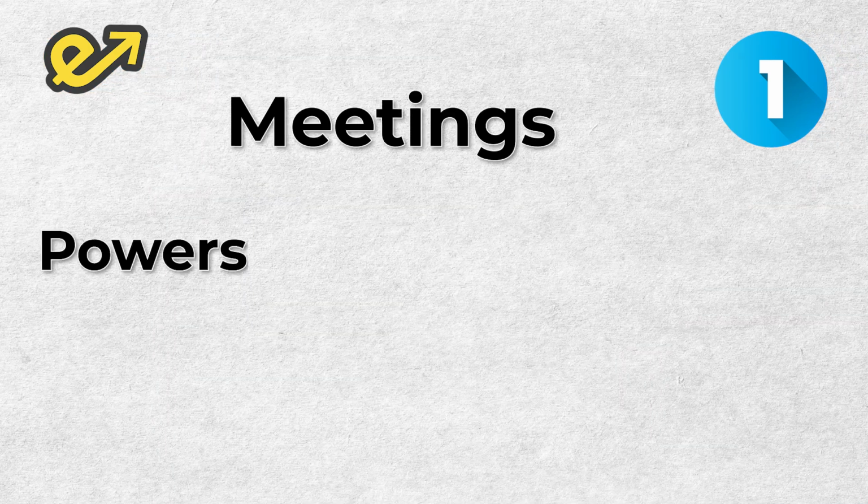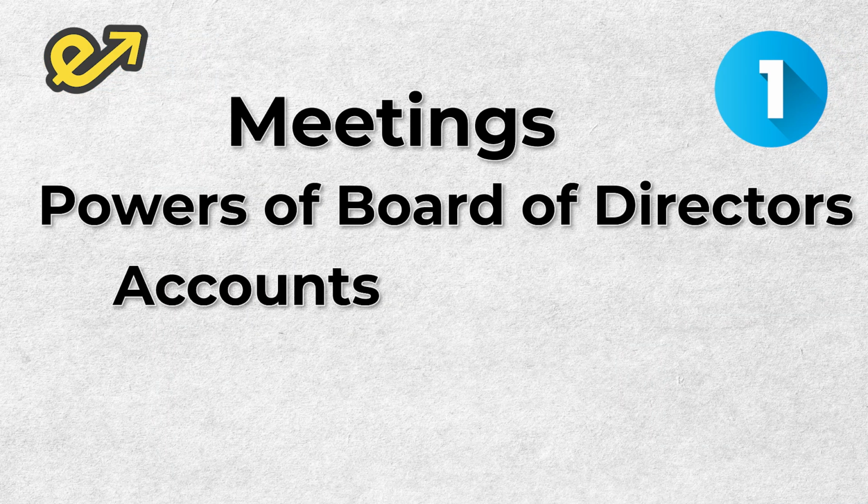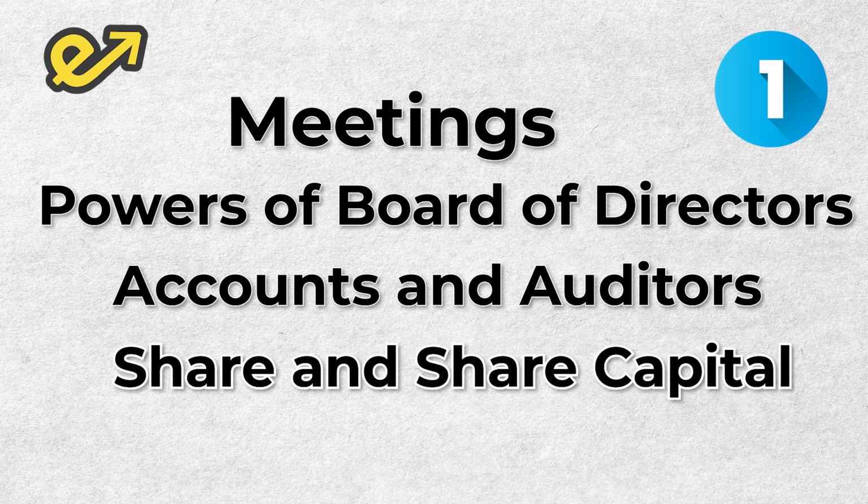Let's get started. The first thing you have to do is please note it down. Let us say, for example, you're writing CS Executive Module 1. You have 4 subjects in that. In each of the 4 subjects, select 5 to 6 chapters which are the ones which are getting maximum marks in the exam. For example, in company law, you have meetings, you have powers of the board of directors, then you have accounts and auditors, then you have share and share capital. These are the chapters which give you a lot of marks in the exam. Make sure that you're writing the list of these chapters in one page for all the 4 subjects.